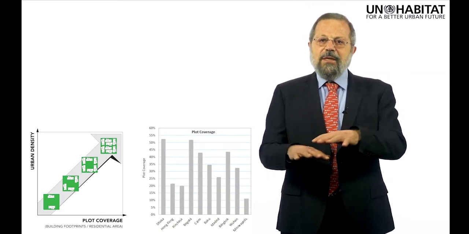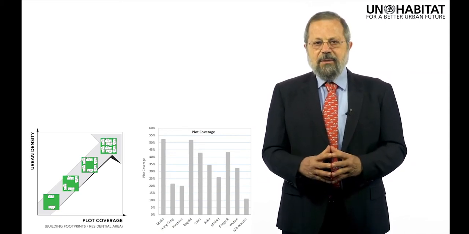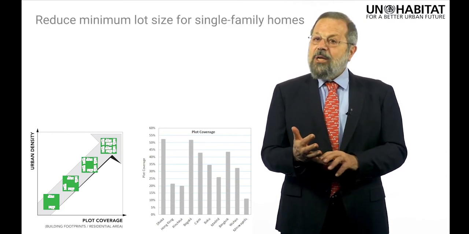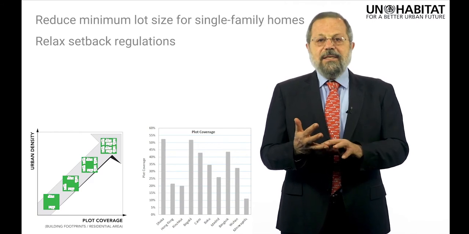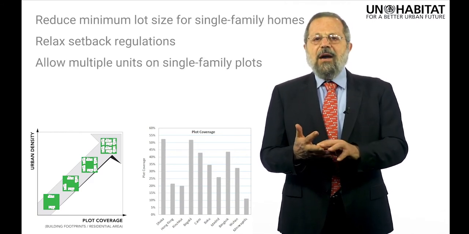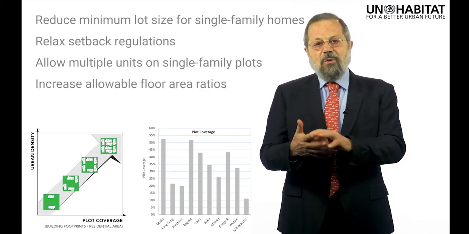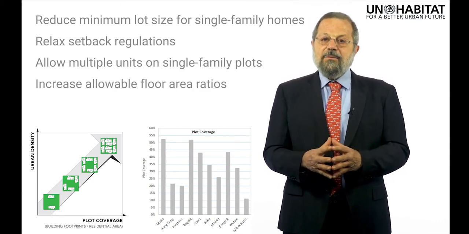We can increase plot coverage by removing or redesigning regulations that limit the share of the area of residential plots that building footprints can occupy. We can do that by reducing minimum lot size for single-family homes, by relaxing setback regulations, by allowing multiple units on single-family plots, and by increasing allowable floor area ratios.